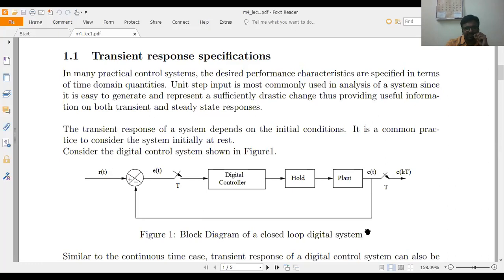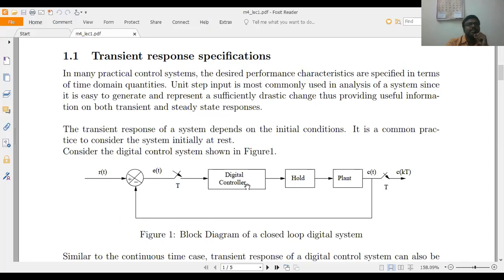Because it consists of a unity feedback, it is considered a closed loop system, whether the feedback is unity or not. But it is a simple closed loop digital system. Okay.